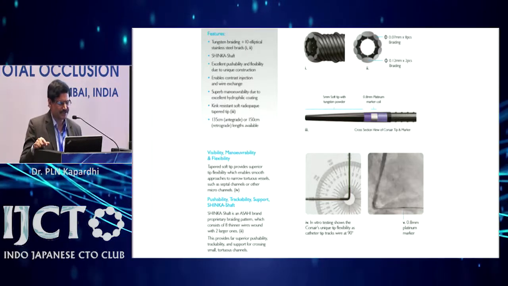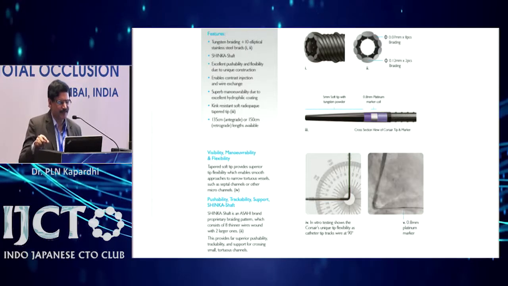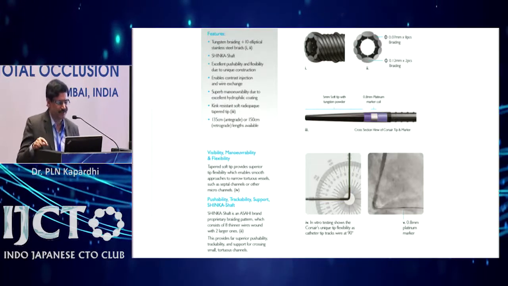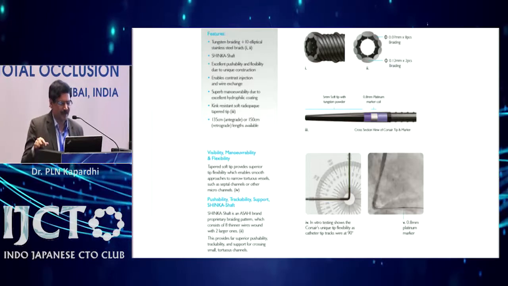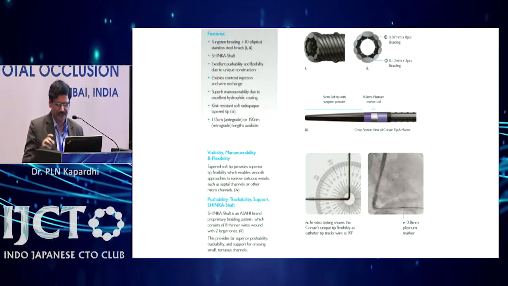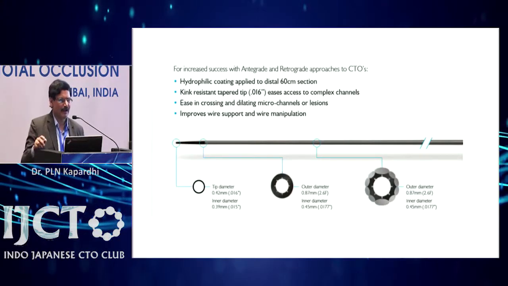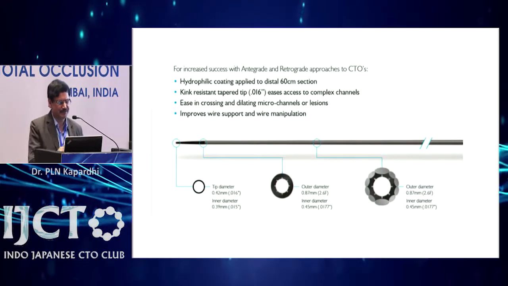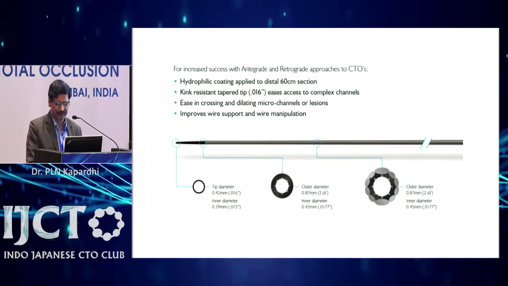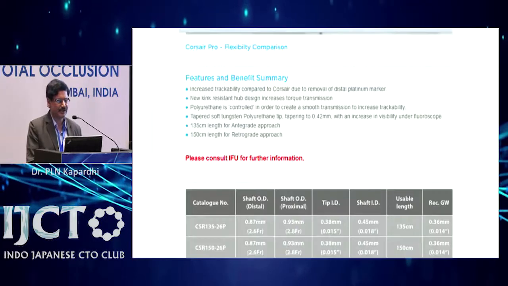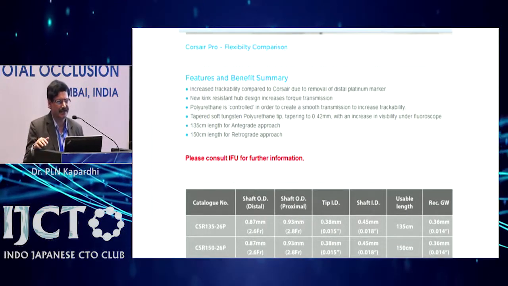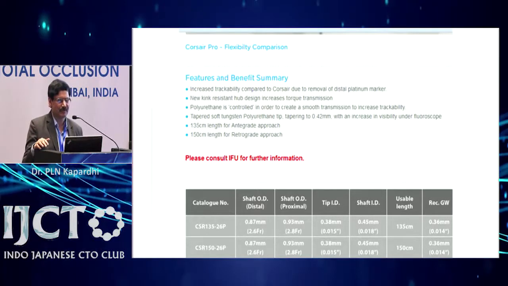And because of the Shinka shaft, you can see in the cross section 8 thinner wires and 2 thicker wires which are braided, and this provides superior pushability and dragability and supports crossing small tortuous channels. These are the various features, how it tapers from 2.6 French to 2.1 French. In brief, it increases the trackability of the Corsair due to removal of the distal pattern.